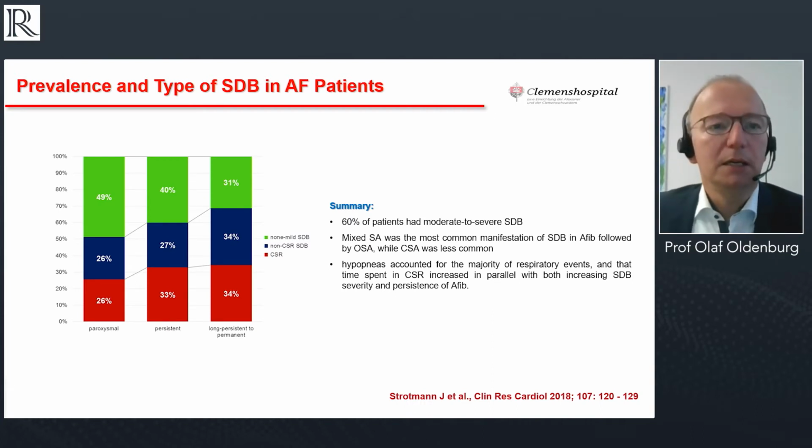Coming back to our small study, as said, 60% of patients had moderate to severe sleep apnea. Mixed sleep apnea was the most common manifestation of sleep disorder breathing in this AFib cohort, followed by obstructive, and central sleep apnea was less common. And it's very interesting, hypopneas accounted for the majority of respiratory events. And when we're talking about AFib, we have different types of sleep disorder breathing with paroxysmal, persistent, or long-persistent to permanent AFib. So you can see the more persistent or permanent the AFib gets, the more we will see central sleep apnea and Cheyne-Stokes respiration.